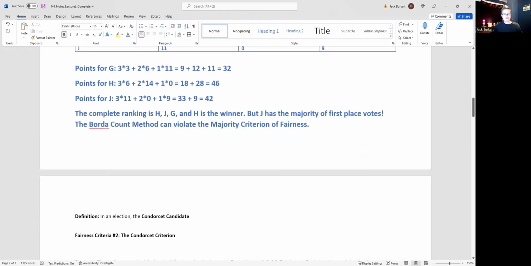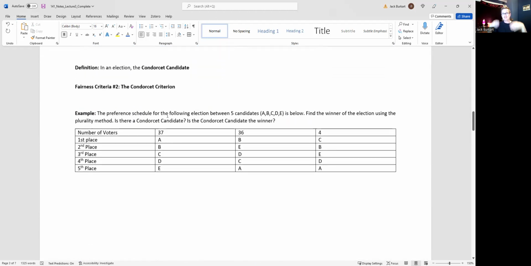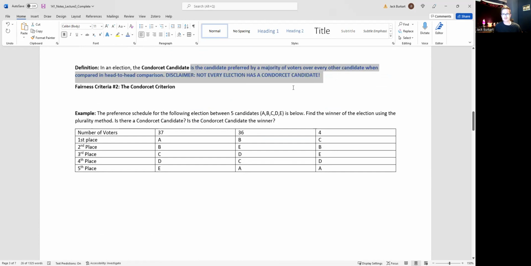All right, well, that's maybe a somewhat disconcerting example, but let's study other notions of fairness that could possibly show up. So we'll need a definition. In an election, the Condorcet candidate, now I surely pronounced that wrong. I don't speak French, but I'll just call it the Condorcet candidate. The Condorcet candidate is the candidate preferred by a majority of voters over every other candidate when compared in head-to-head comparison. So in view of the method of pairwise comparisons, the Condorcet candidate would win in every single pairwise comparison.